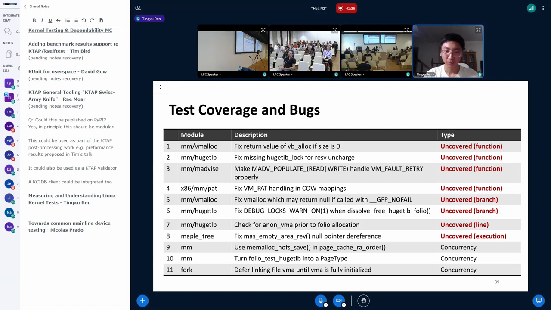Besides that, we also did some study on existing bugs. Here is a summary of the 11 bugs we studied. Of them, 8 bugs are associated with some uncovered code. Of those, 4 lie in functions that are not covered entirely. About 2 of them are caused by uncovered branches. And 1 of them is caused by uncovered lines. And there is also a special bug where all lines and branches are covered, but there is still a bug because of missing execution. And we also find 3 bugs because of concurrency problems.